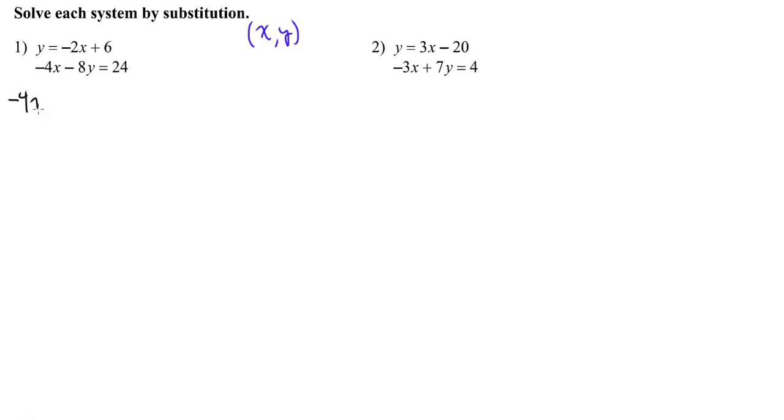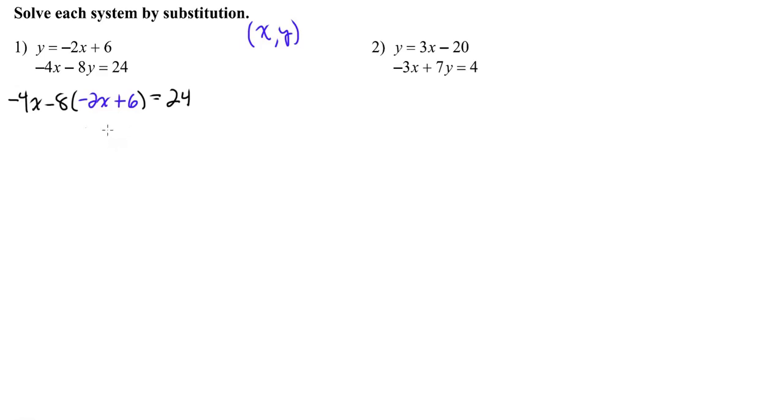So we have negative 4x minus 8 times y, and I'm going to put a parentheses here because I'm not going to write y anymore. Now I'm going to write negative 2x plus 6 equals 24. And we're going to substitute this negative 2x plus 6. And remember, the reason why we can do this is because this equation tells us that y and negative 2x plus 6 are the same.